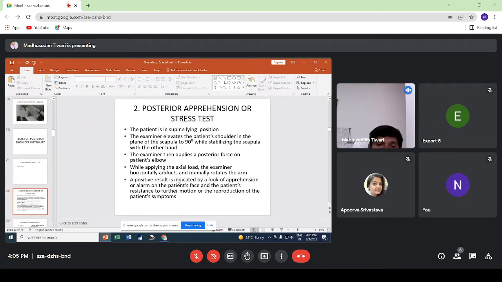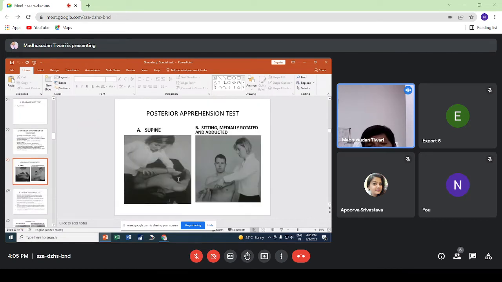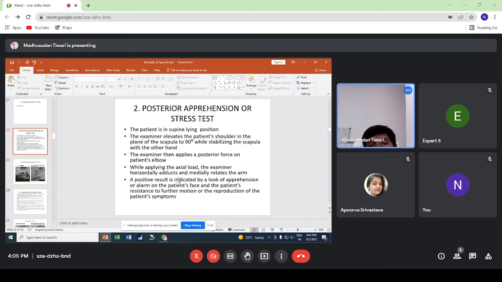Now the second test for the assessment of posterior dislocation of the shoulder is the posterior apprehension or stress test. The patient is in a supine lying position or in a sitting position. The examiner elevates the patient's shoulder in the plane of the scapula to 90 degrees while stabilizing the scapula with the other hand.